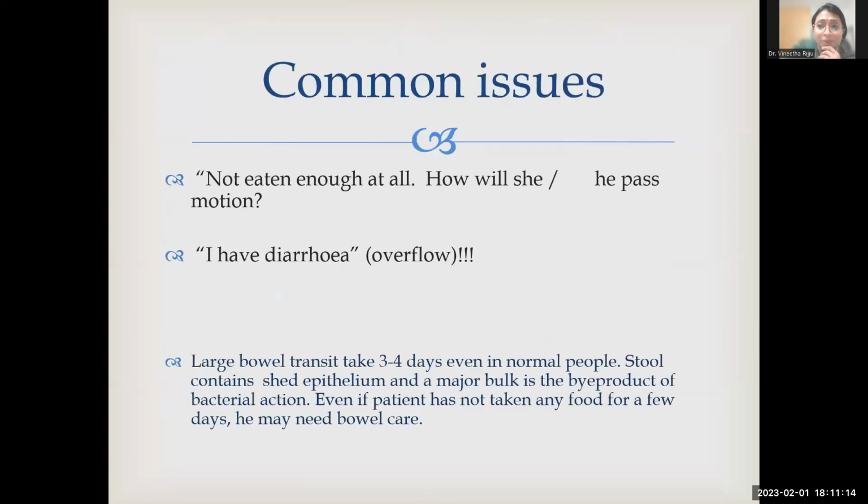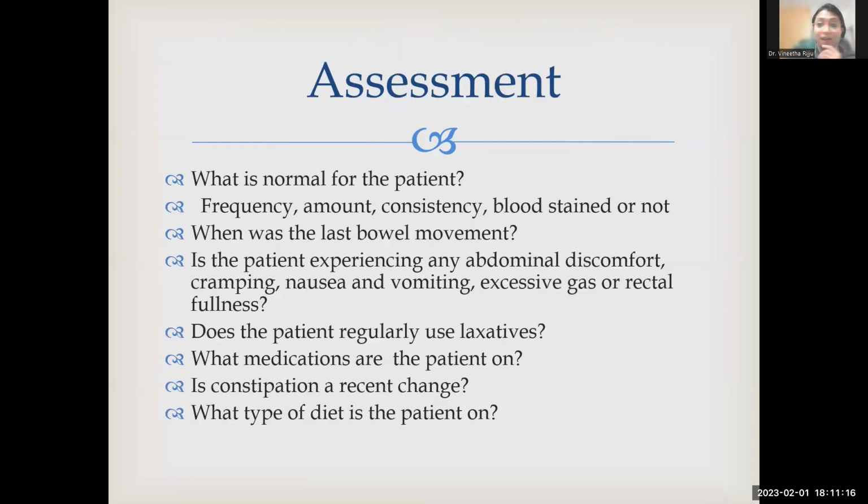So you need to assess by asking what is normal for him. Ask about the frequency, the amount, the consistency. Is it hard? Is it loose? Is it blood stained, like you were saying? And when was the last bowel movement? Is the patient experiencing any abdominal discomfort like nausea, vomiting, bloatedness, pain? And is the patient on laxatives?